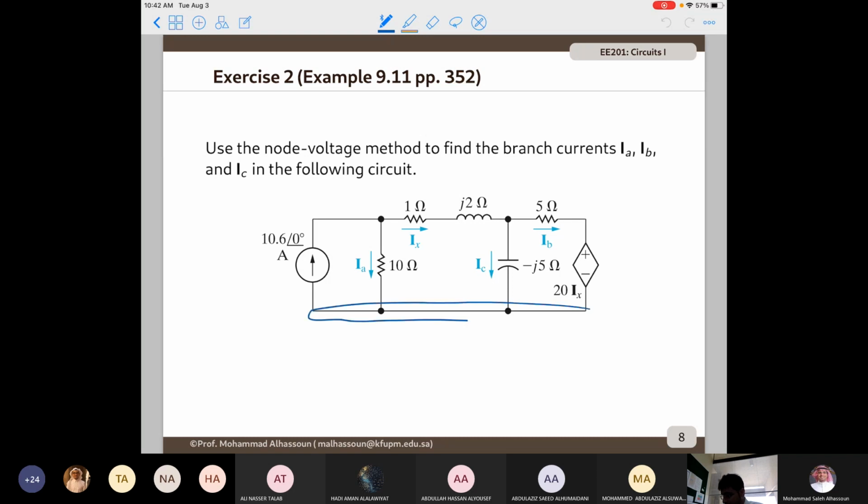The top left will be V1. Okay. And the top right will be V2, between the 2J and 5 resistor. Okay. So we have V1, V2, and J. Excellent. So what is the first node equation?